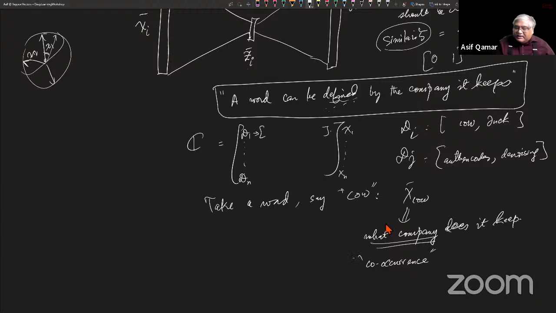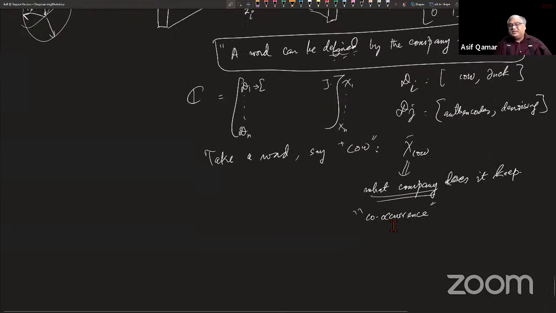Co-occurrence means two things exist in a sentence. So suppose I give you a sentence, they co-occur. You say that they're co-occurring in a sentence. Now co-occurrence can be measured in many ways. For example, if two words are present in a document together, even though they may be at the beginning and end of a document, you may call it co-occurrence.